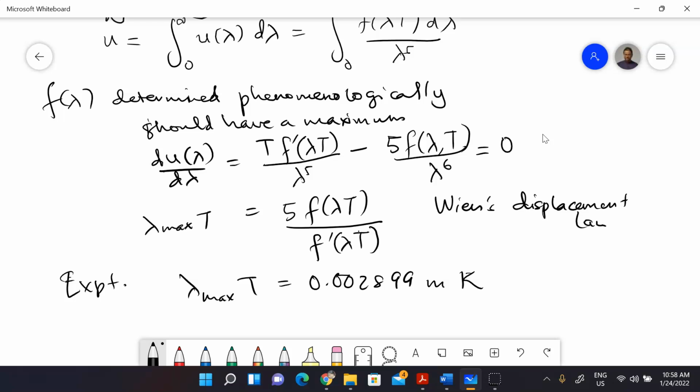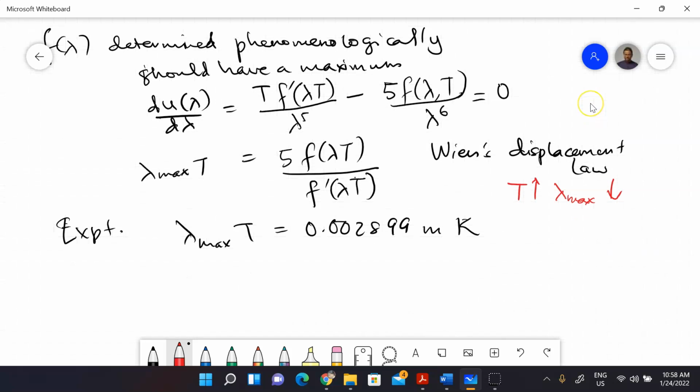Why is this called displacement? If you look at what happens over here, if you increase t, then you'll find that in order for you to satisfy this equation, your lambda max has to go down. So that would actually give you some curves. And if Wien's law is correct, then all plots should fall into a single curve.